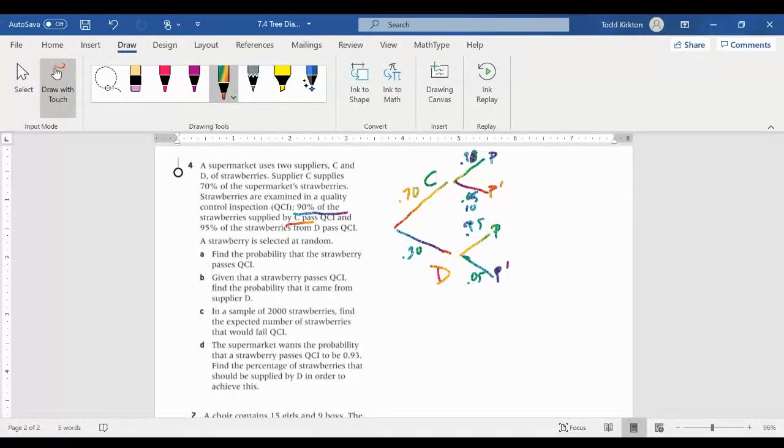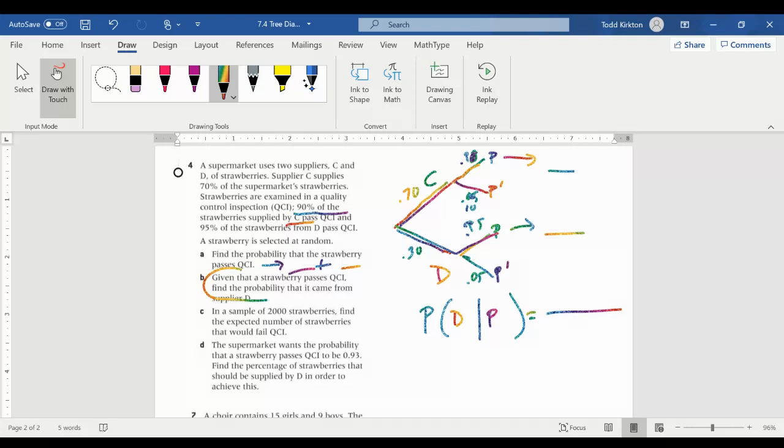So when they ask you questions like find the probability that it passes, well, you're going to find this probability and this, because this is the path that C passes. This is the path that D passes. So you're going to find those 2 and add them together. Given that a strawberry passes QC, so passes, find the probability it came from supplier D. Okay, so given that it passes, so given P, find the probability that it came from supplier D.